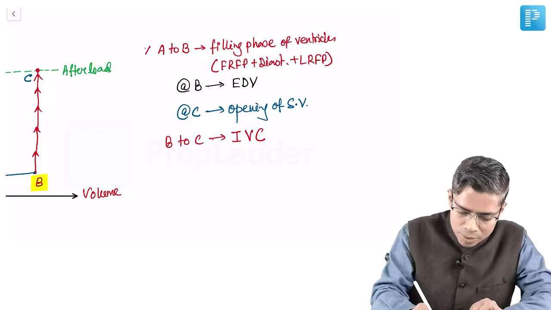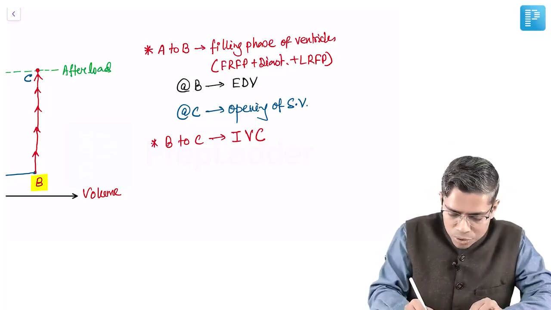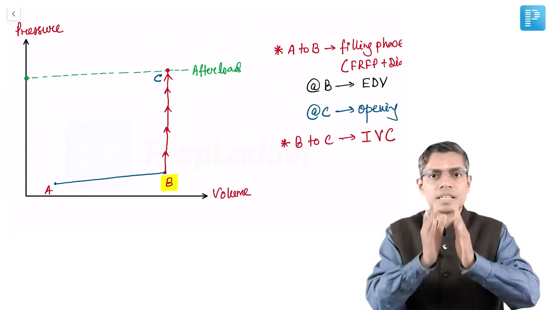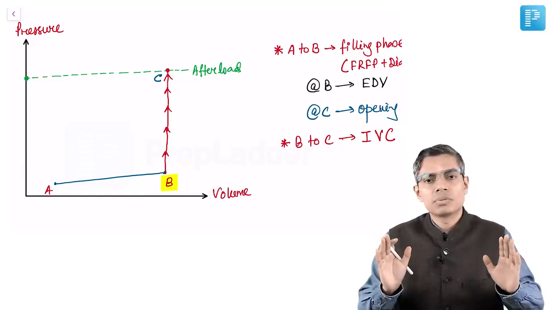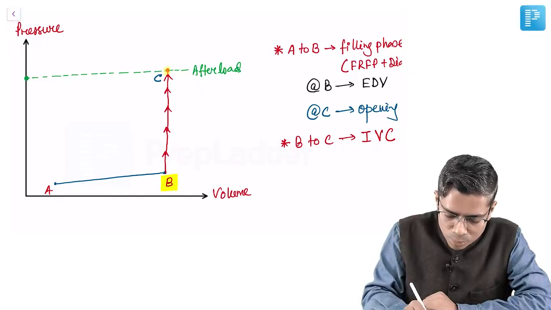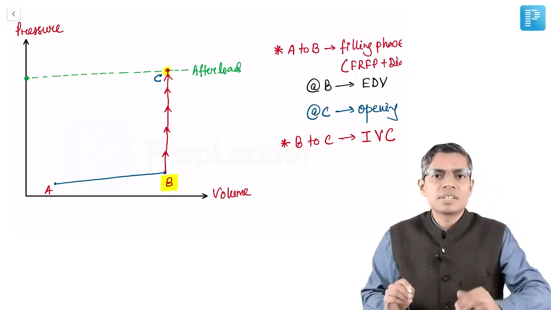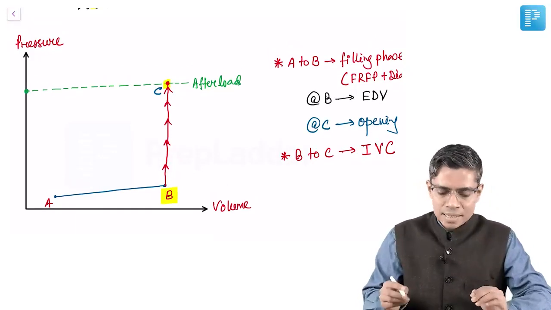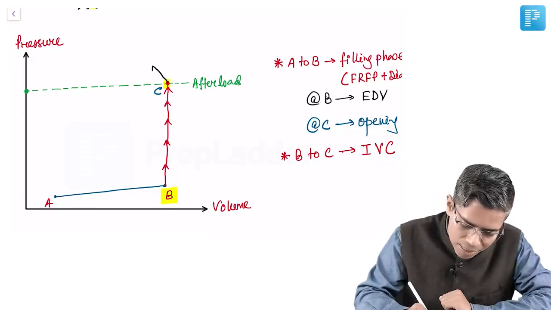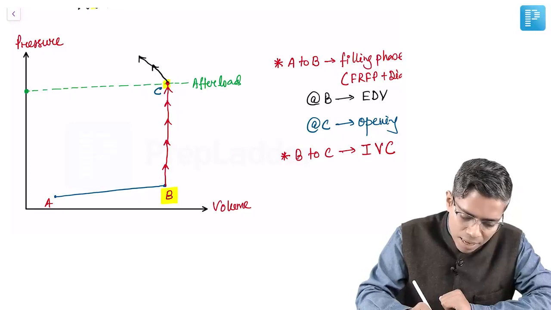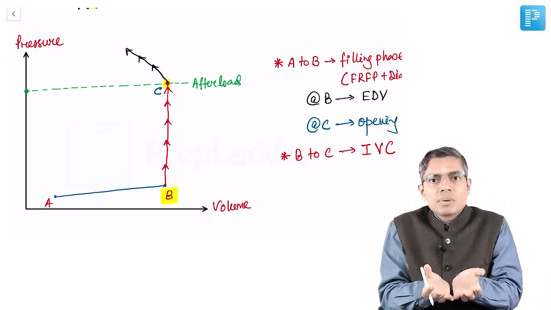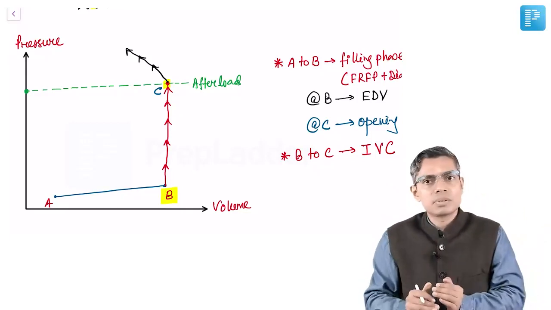Getting my point? So A to B is the filling phase of ventricle, B to C is the isovolumic contraction phase of ventricle, during which the ventricle is generating pressure more and more, but no change in volume. Then whenever this semilunar valve opens up, we know the ejection phase of ventricle will start. Ejection phase means, look at the curve, there will be increase in force also initially, and there is decrease in volume also. Blood is ejected from ventricle, so what will happen to the volume of blood? Decrease means the curve is going to shift to the left side.